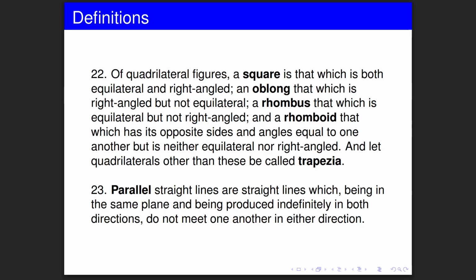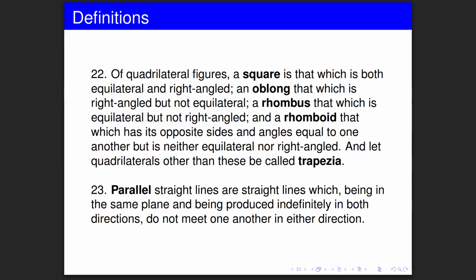So here we have a classification of quadrilaterals. When we say equilateral, we mean that all of the sides are equal to one another in length. When we say right-angled, that means that all of the internal angles of the quadrilateral are right angles.